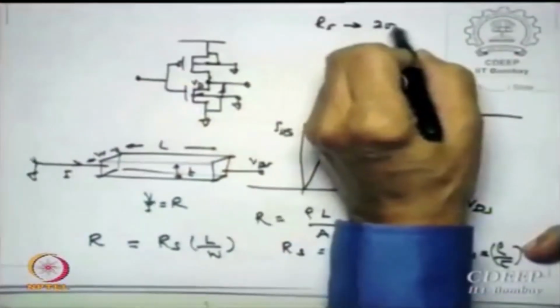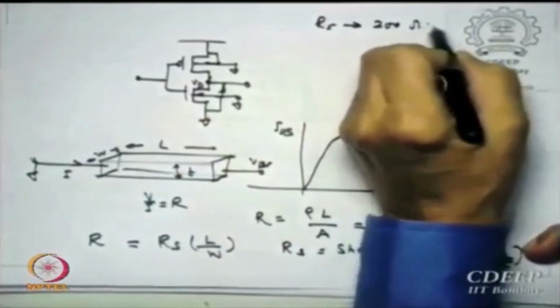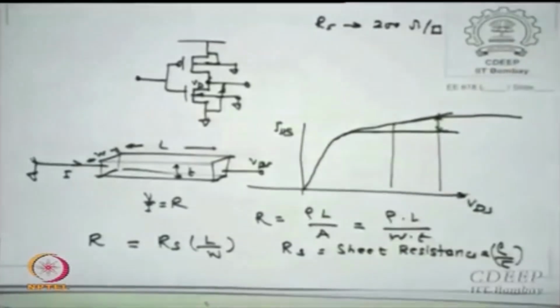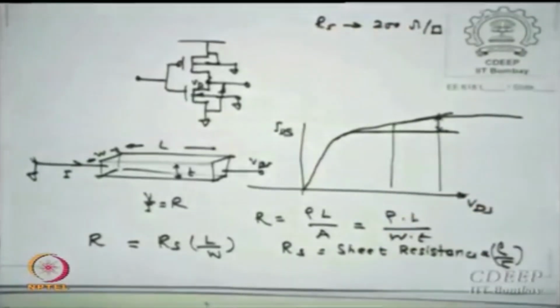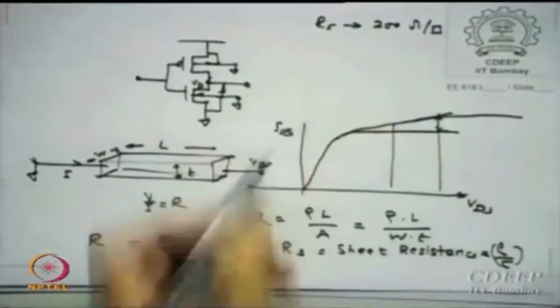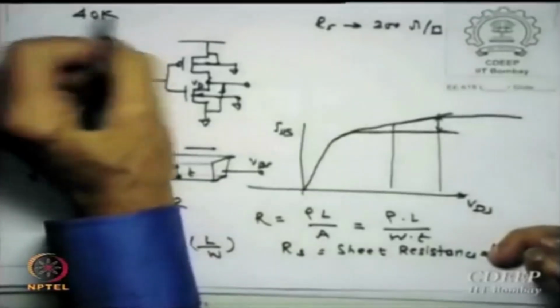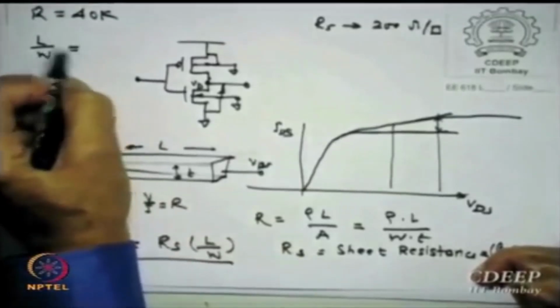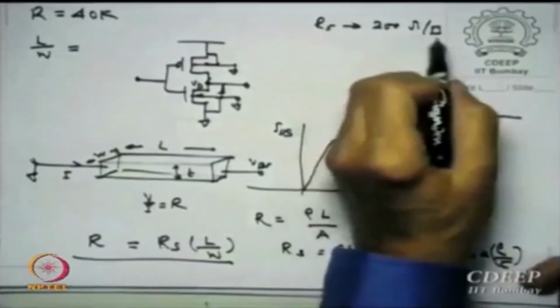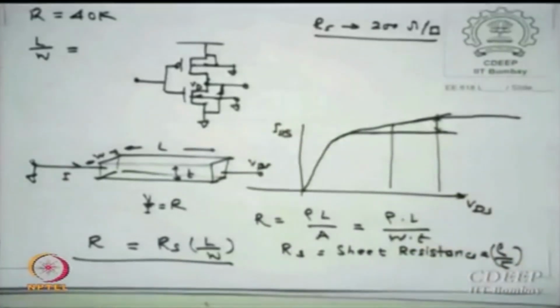And the highest RS which I can get in a normal technology, which is defined as ohm per square, is 200 ohm per square. That is the best I can get. Of course, other materials can give mega ohms per square, but silicon process technology for CMOS will not allow you a region which is better than 200 ohm per square. If I want a 40k resistor R, from this expression how much will be L by W? The highest I have is 200 ohm per square. How much is it? 200.